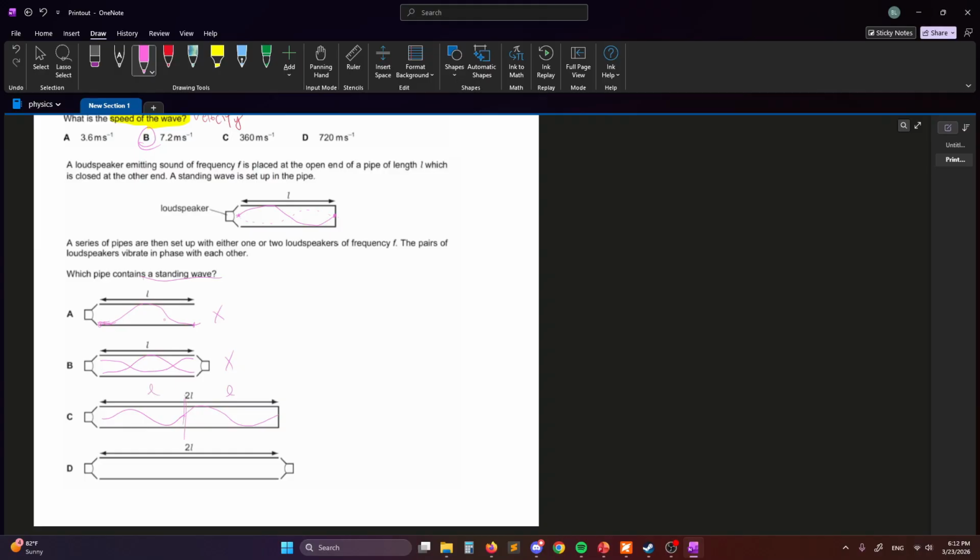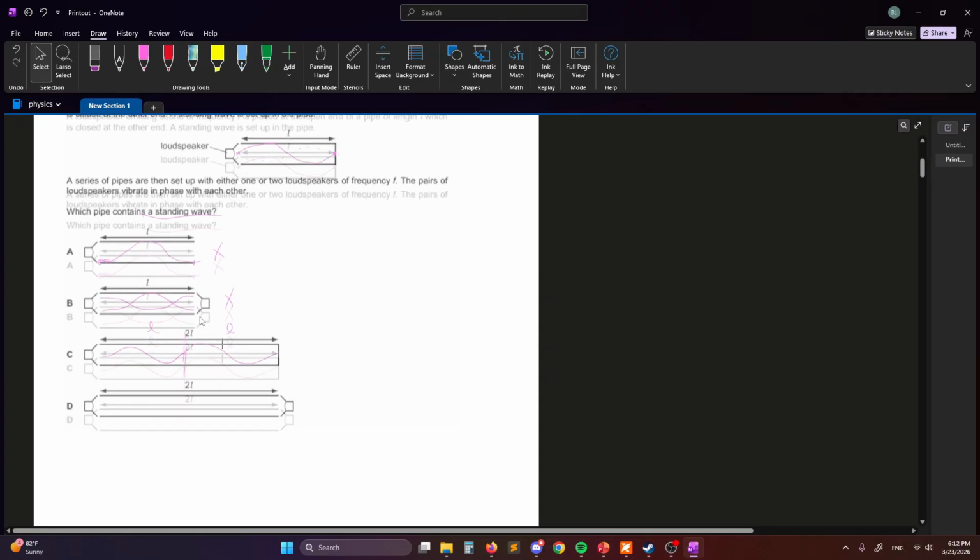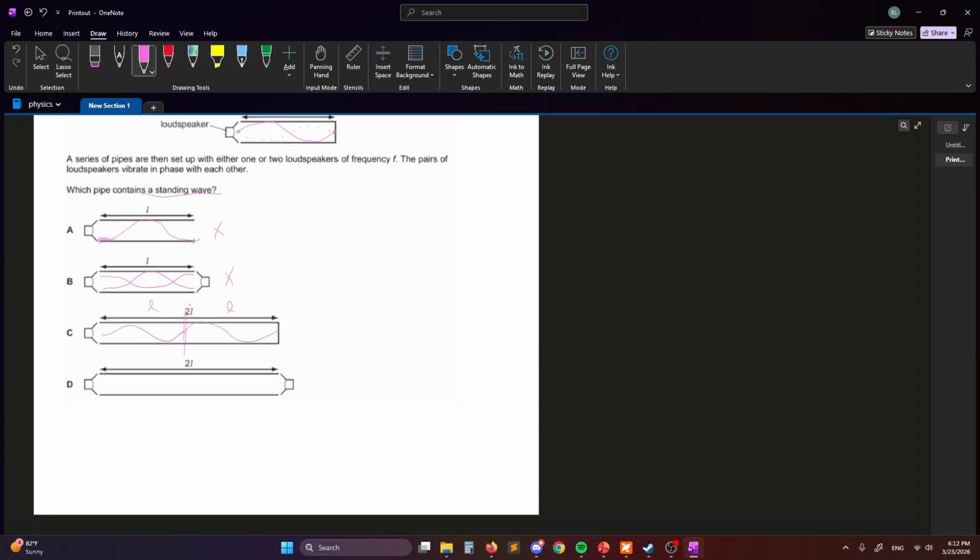And then for D, it's going to be the same issue, where this is an antinode. God, I can't draw waves. So it's going to be an antinode versus antinode, kind of. So this is not going to be right. So A, B, and D are all wrong, and thus we're left with our answer C.